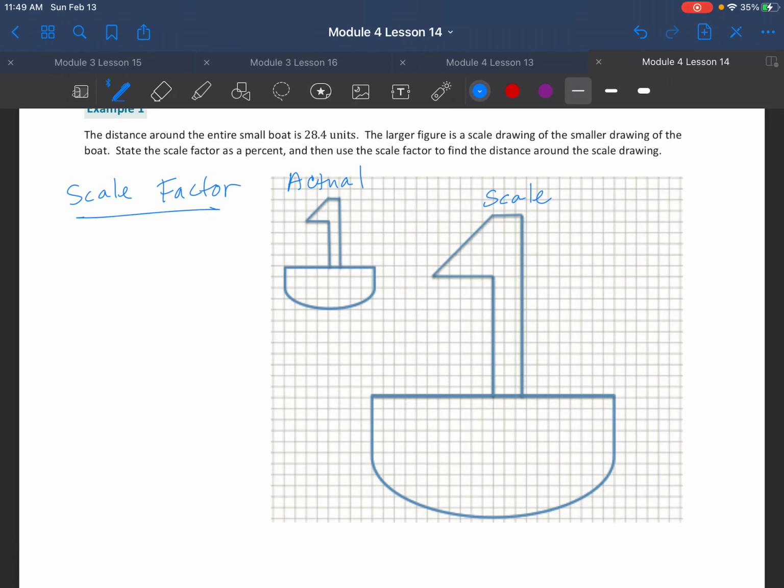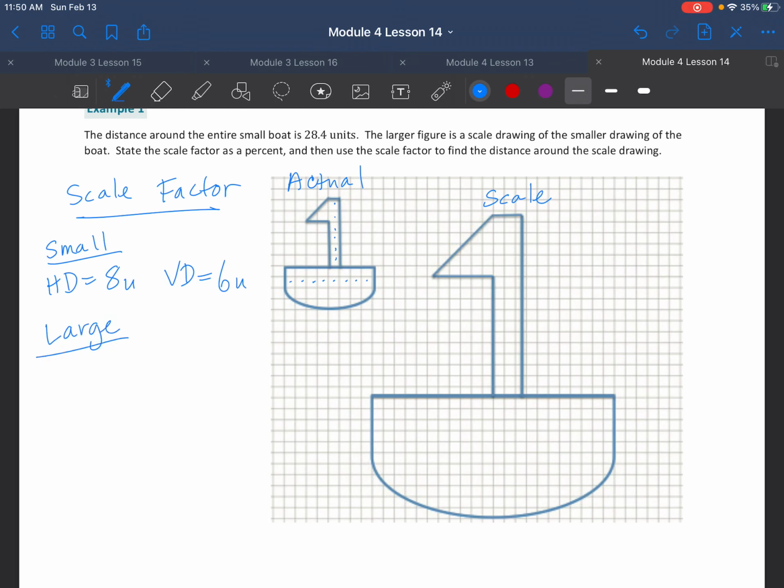Okay, so here's what we're saying. This is our actual drawing and this is our scale. Let's do scale factor first because we need that to help us solve the problem. Remember, we're going back to horizontal distance and vertical distance. If we look at our small boat first, our horizontal distance, I'm going to put HD, is here. I'm going to put dots in there. 1, 2, 3, 4, 5, 6, 7, 8. Our horizontal distance is 8 units.